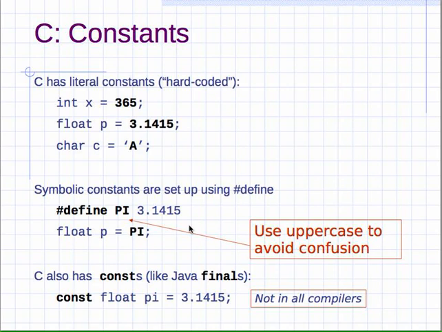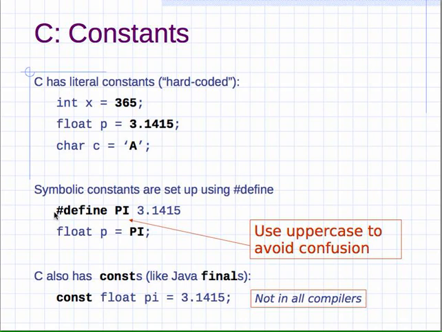Okay, next let's take a look at constants. C has literal constants just like Java, and that just means the sequence 365 refers to 365. So 365 is called a literal constant, so is 3.1415. That's a floating point constant. You can also have single characters or strings. Those are all called literal constants.